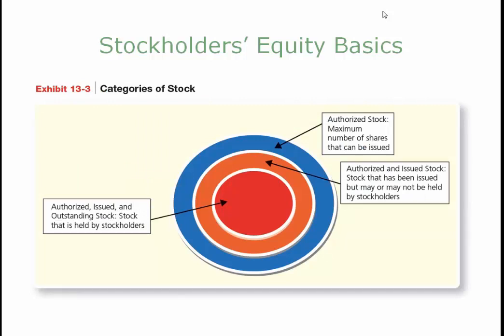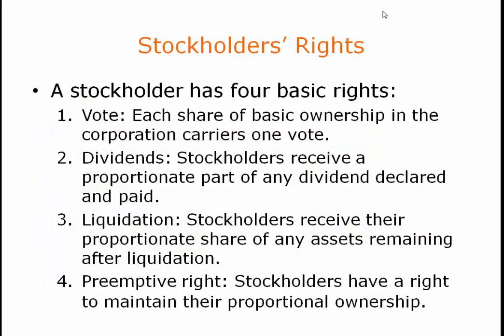So here's a pictorial of the stock. What you have is the outside circle. This blue circle says the authorized stock. That's the maximum number of shares that can be issued. And then the middle one is the authorized and issued, that has been issued, and they may be held by shareholders. Then you have authorized, issued, and outstanding. You notice that the circle is smaller. So authorized, issued, and outstanding is going to be the smallest number. And then the middle number is going to be authorized and issued, which means it's going to be smaller than authorized. So this is just a pictorial of the same thing we just touched on.